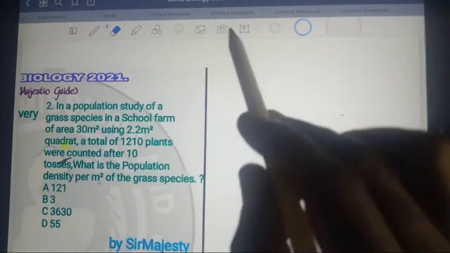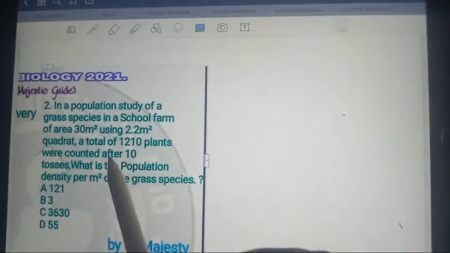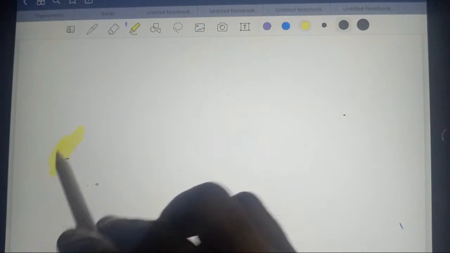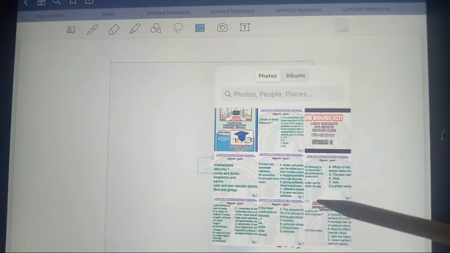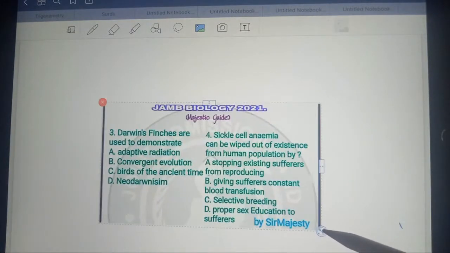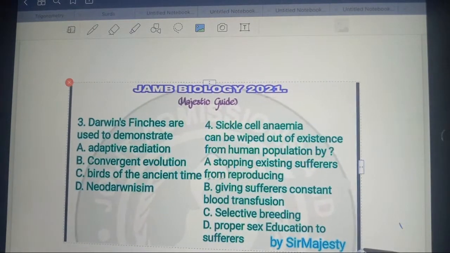So the next question, we are done with this. We lift our next question. It should be 3 and 4. That should be here. So look at it here.